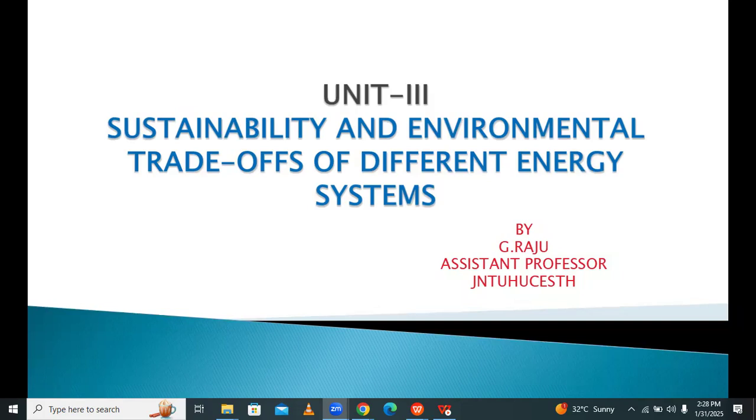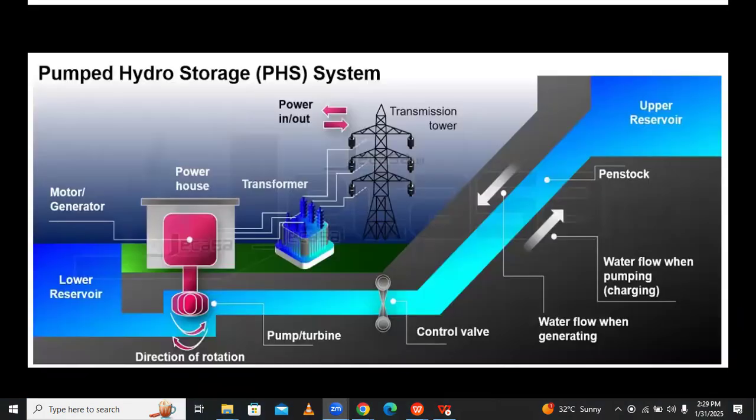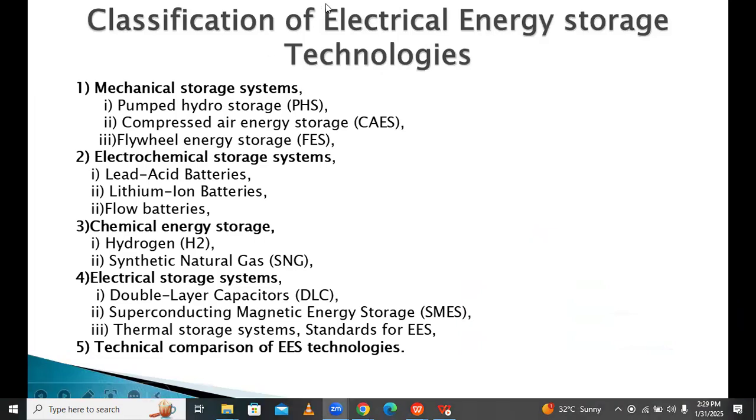Sustainability and environmental traits of different energy systems. Okay, this third unit we have to discuss is called sustainability and environmental traits of different types of energy systems. So these are the different types of energy systems. Classification of different types of electrical storage technologies, like energy systems. Okay, different types of energy storage technologies.